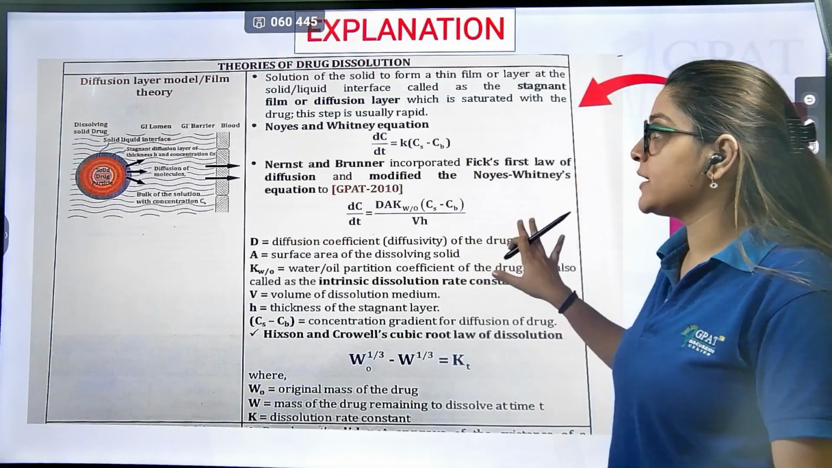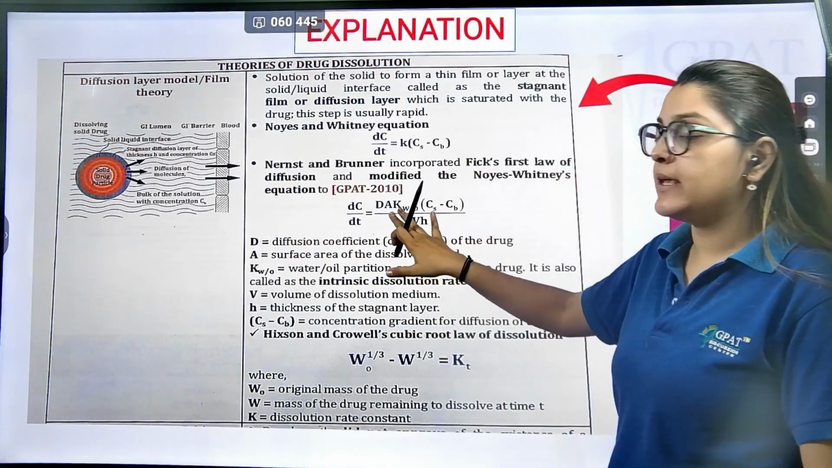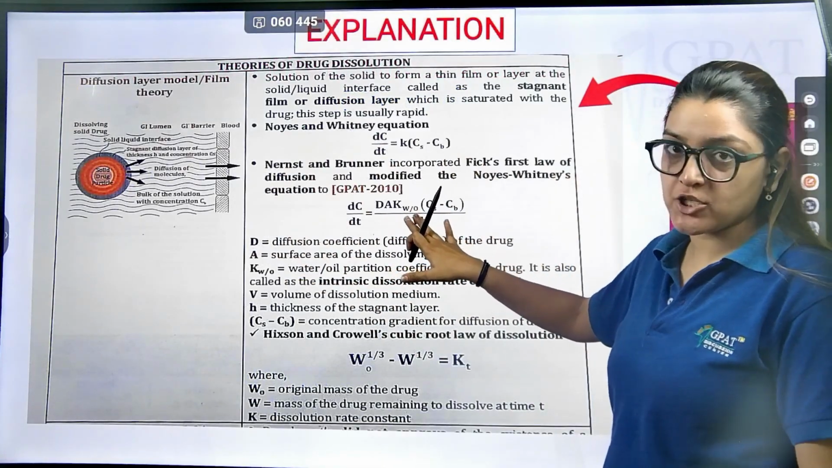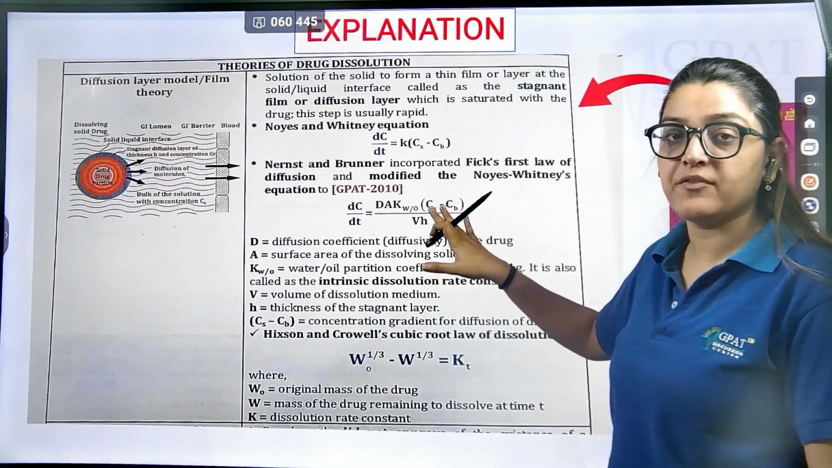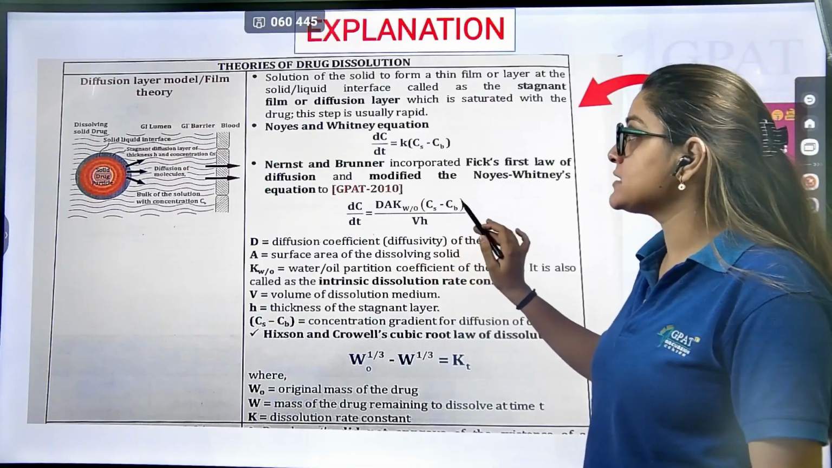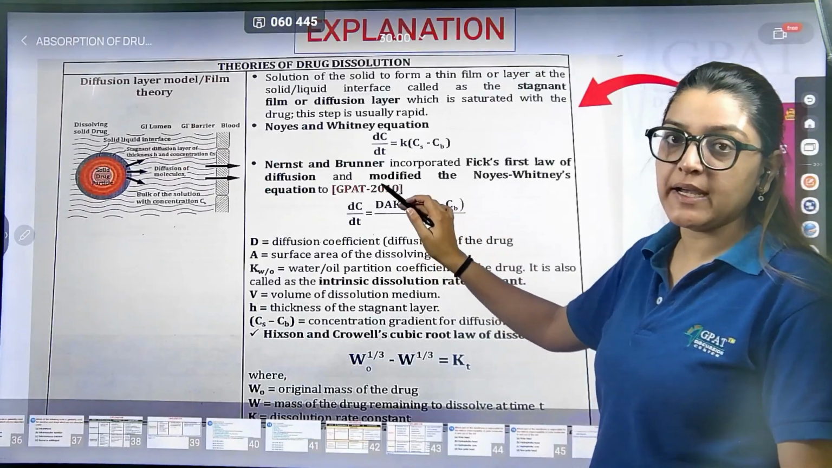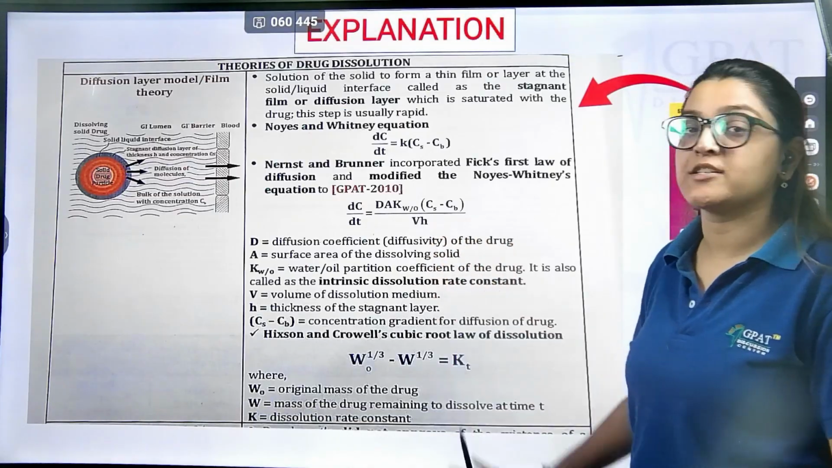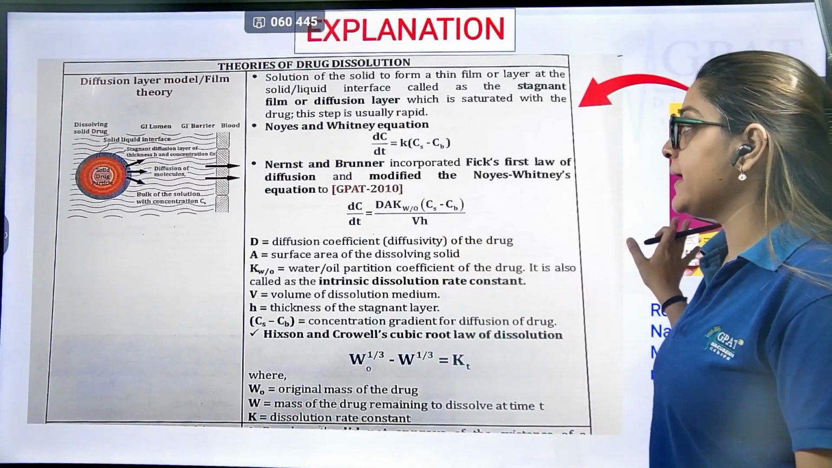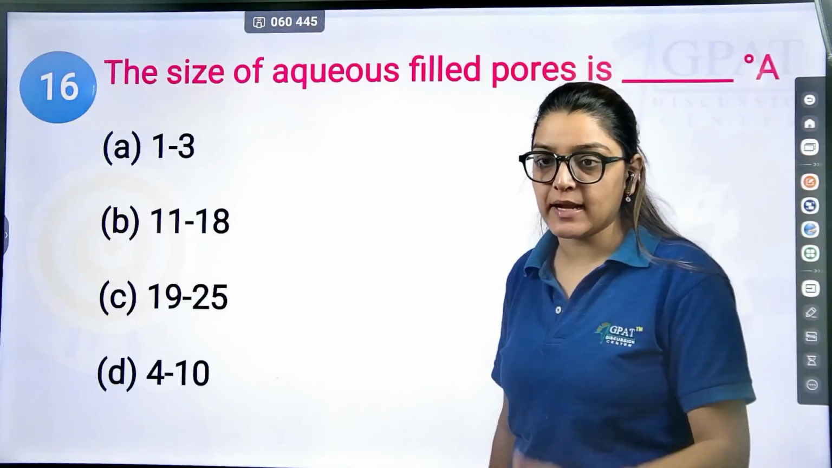This is a simple example. You can spot the equation right here. This is D A K, where K is the partition coefficient, into (Cs minus Cb), which is the concentration in the stagnant minus the bulk layer. A was the surface area, D was the diffusion coefficient, upon V h. V will be the volume and h will be the thickness of the layer that is formed.